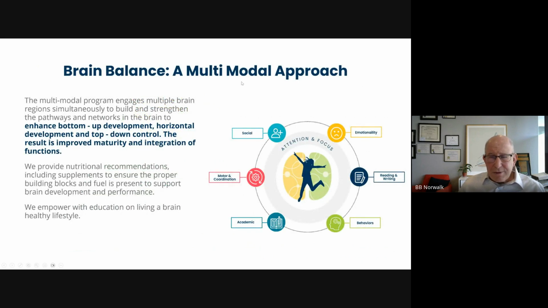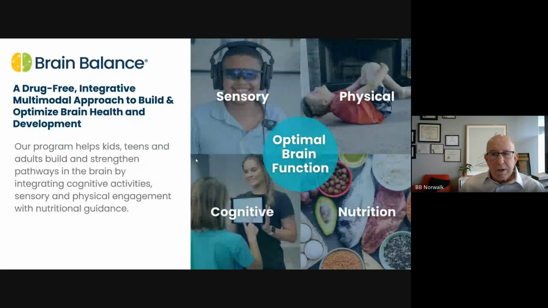So what is Brain Balance? It's a multimodal approach. We look at many, many different brain systems, and our goal is to enhance bottom-up development, and don't forget horizontal development, so we could have good top-down control. And the result is improved maturity and integration in functions. Again, there's nutritional recommendations that we recommend: clean, healthy eating, nutritional support through our nutritionists, certain supplements we recommend. Obviously, it's drug-free. We don't administer medication.